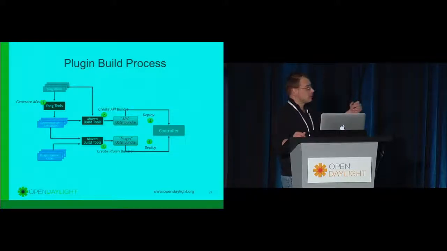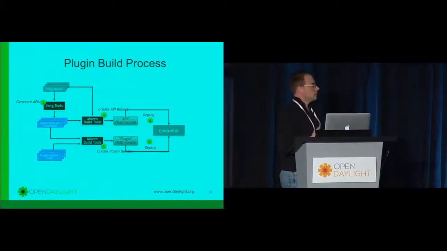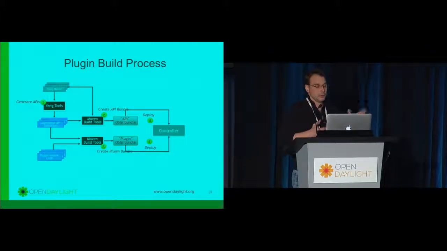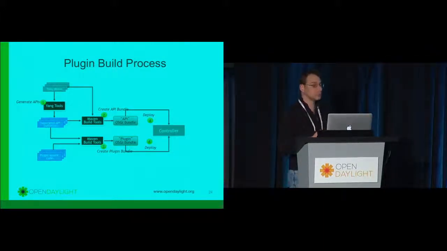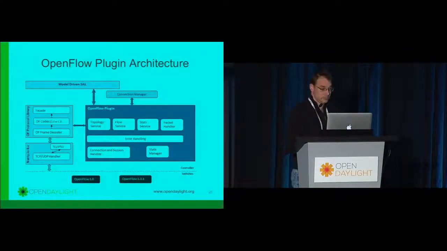So you may not use those auto-generated tools as well. Basically take that, use the Maven build tools. Those generate code. Then those are loaded in. The API gets loaded into the OSGI bundle. So the controller, as you'll see, is an OSGI container with a variety of bundles that are loaded into it. And those bundles get loaded, both the plugin and the API get loaded into the bundle and deployed into the controller. So again, it's a fairly automated process.